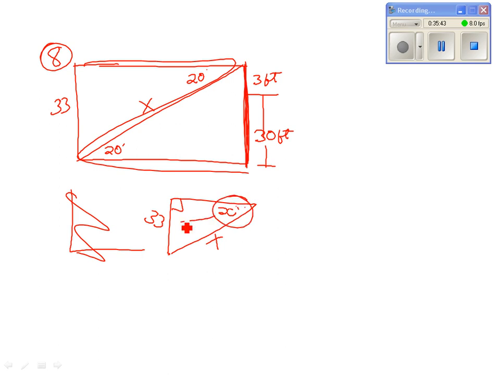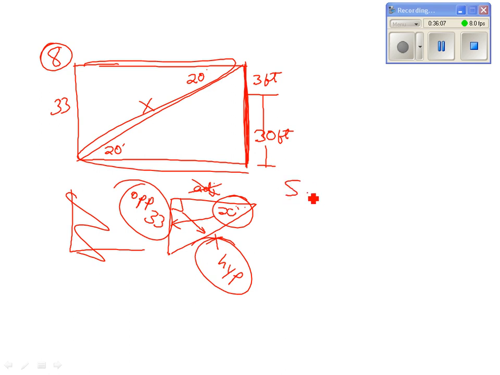We're going to use this angle, so the 33 is going to be labeled what? Opposite. That's the opposite leg. Side across from the right angle is the hypotenuse. The side over here then is the adjacent. Which one don't we care about this time? Which trig ratio deals with opposite and hypotenuse? Sine.